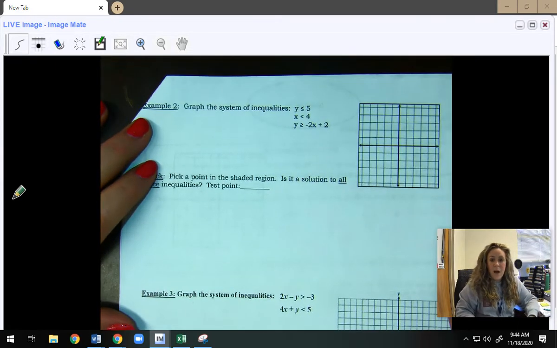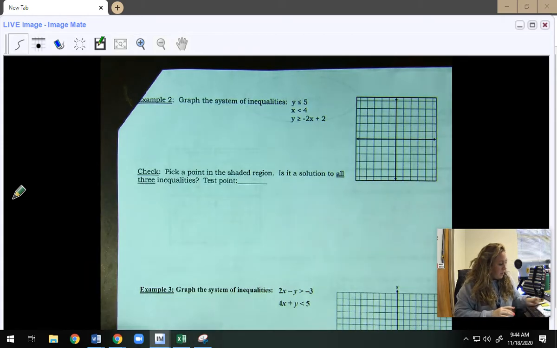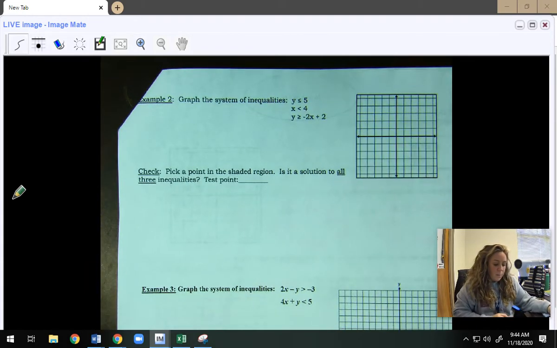Alrighty, so another one that you could see, something like this. There are 3 lines here, but easy peasy lemon squeezies, okay?